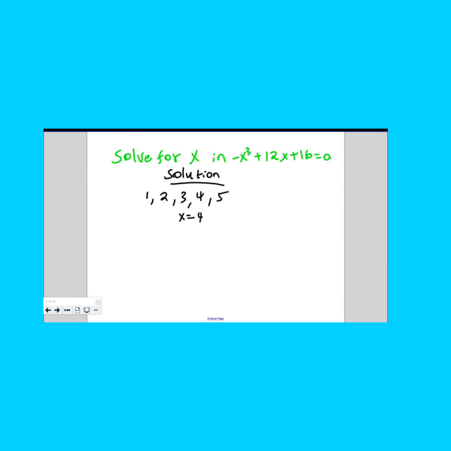So our 4 is like a root. Then we can bring it here and say x minus 4 is equal to 0. We can now use this value of x that we have obtained to find the other possible values of x.